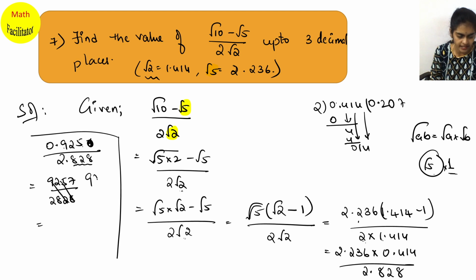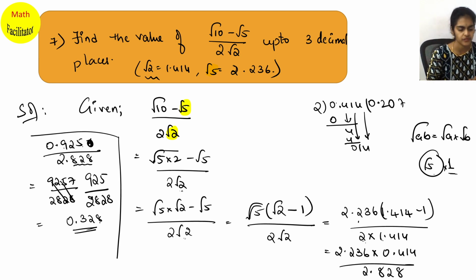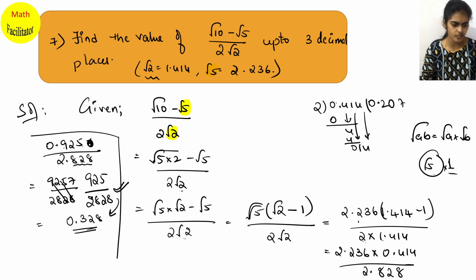Let me write it here: 925 divided by 2828. Numerator is smaller, so definitely you will get 0 point something. If you divide this, you will get 0.328. Usually these types of questions are not asked so much in your examination, but if asked, this is how you do it, simple substitution. If you do it till here, it is okay. If you want to divide it further, you can; otherwise, you can just stop here.